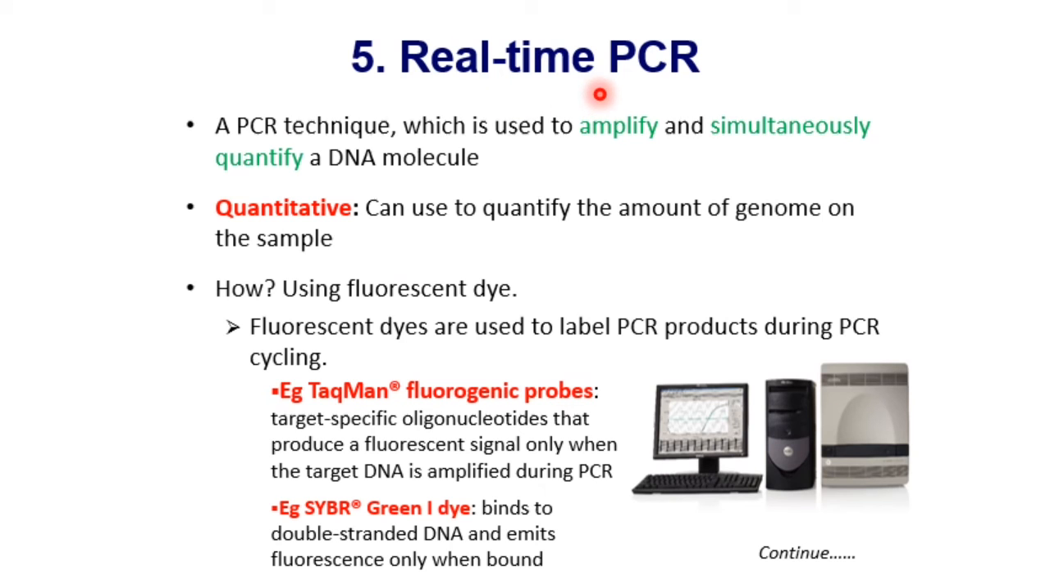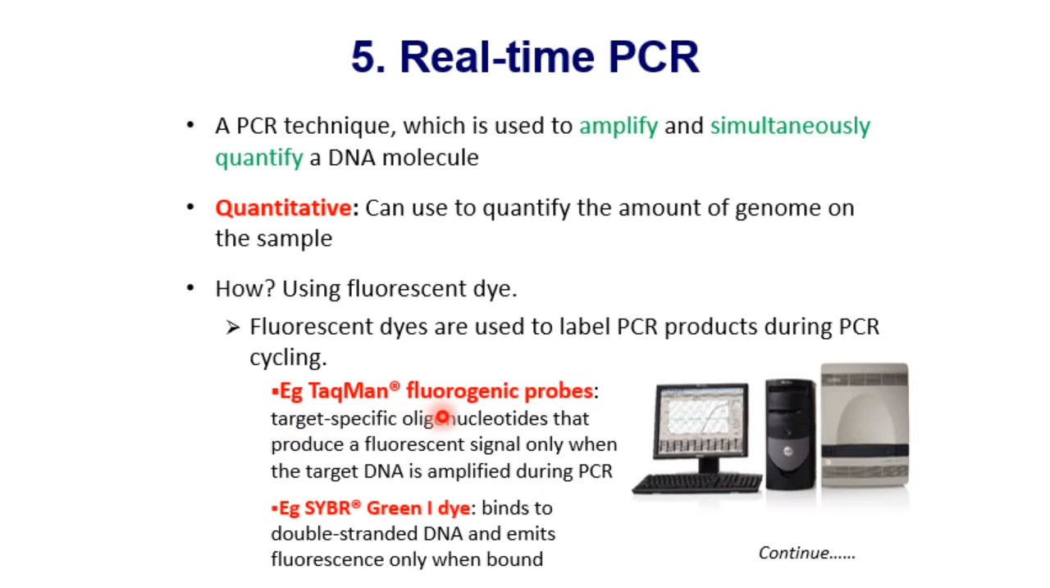The other type is called real-time PCR. This type of PCR is used to amplify and at the same time quantify the DNA molecule within that PCR product. It is quantitative, so sometimes they call it quantitative PCR or qPCR. It's used to quantify the amount of the genome in that sample. How? By using a fluorescent dye, which labels the PCR product during the cycle.